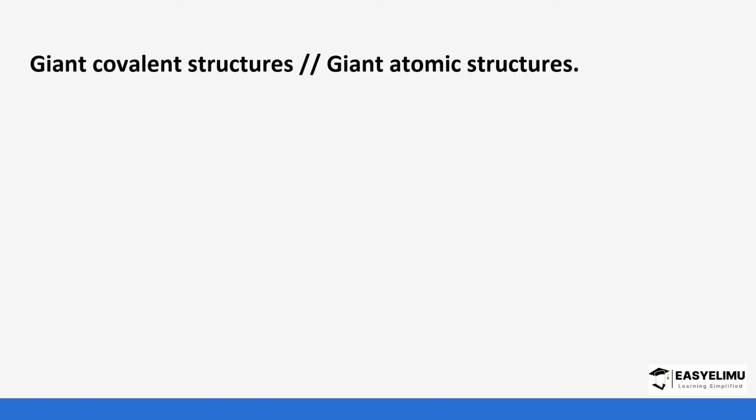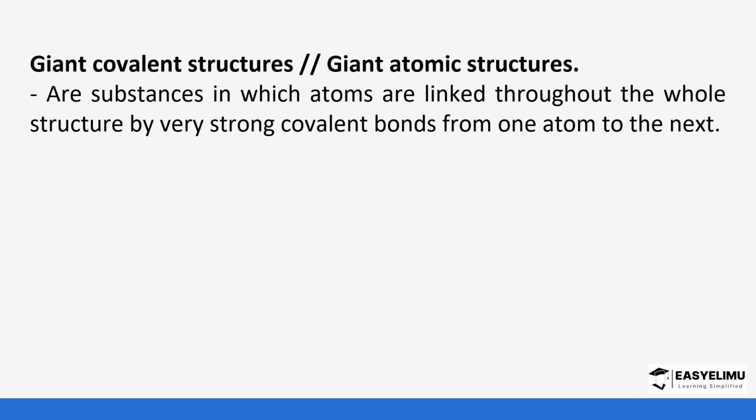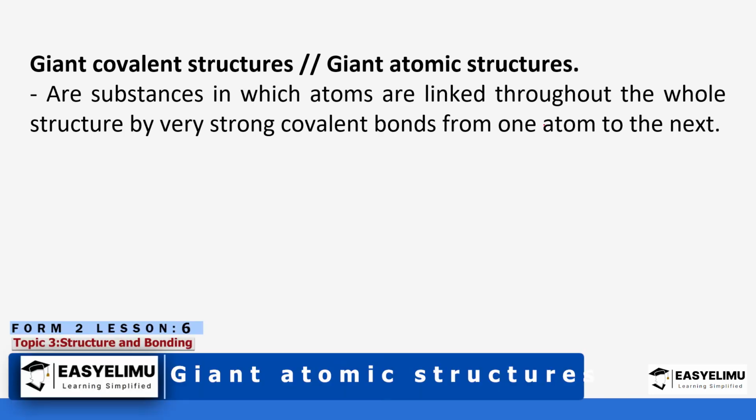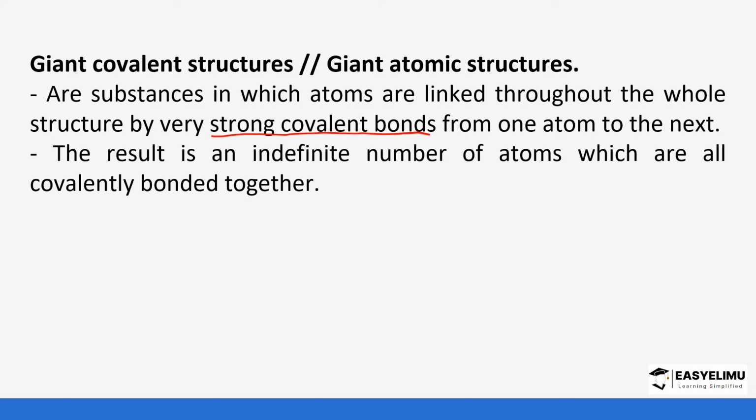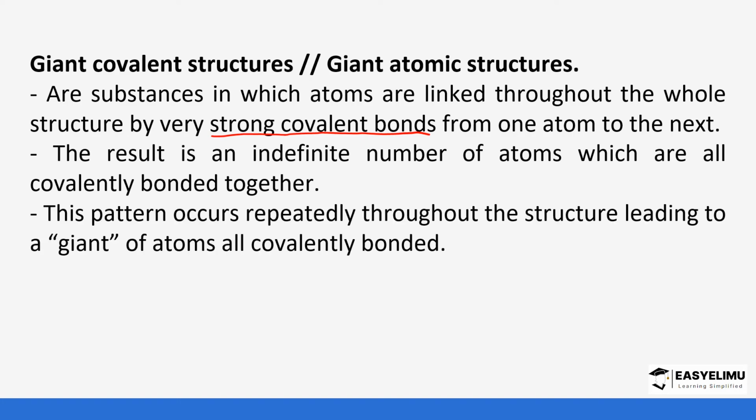For giant covalent structures or giant atomic structures, these are atoms that are linked throughout the whole structure by very strong covalent bonds from one atom to the next. It results in an infinite number of atoms which are covalently bonded together. So the pattern occurs repeatedly throughout the structure, leading to a giant. That is where the word giant comes from, a giant of covalently bonded atoms. We have different compounds that are under the giant atomic structures.